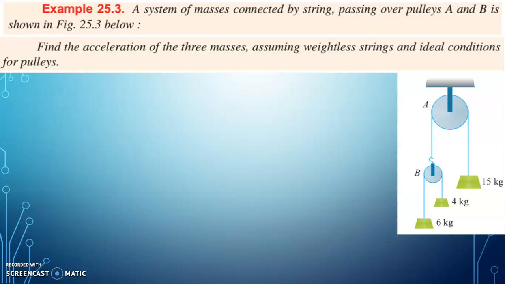Here is a system of masses connected by string by passing over a pulley A and B as shown in figure. Find the acceleration of 3 masses assuming the weightless string ideal condition for the pulleys.